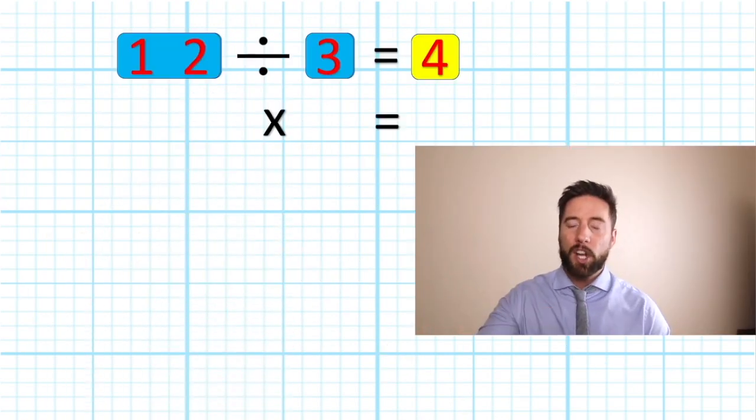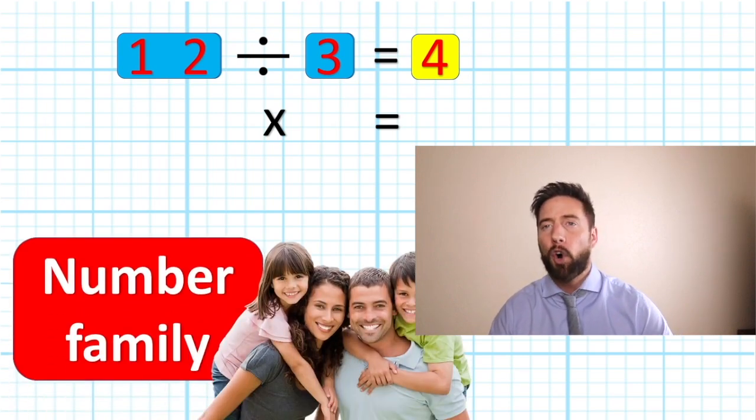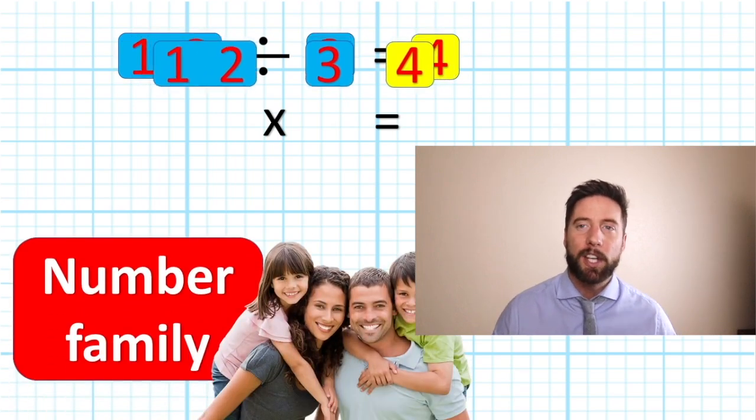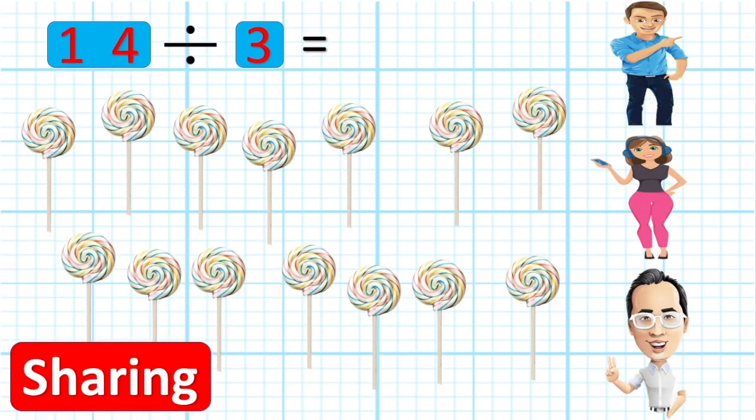Now, the reason that a question like 12 divided by 3 is quite straightforward is because 12 divided by 3 is part of a number family. 12 divided by 3 is 4, and 4 times 3 is 12. They are in the number families. But what happens if these questions get a little bit harder and they're not in number families? Let's have a question like 14 divided by 3.